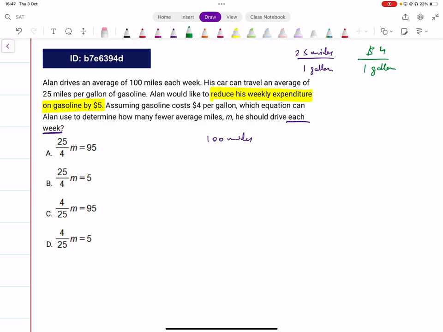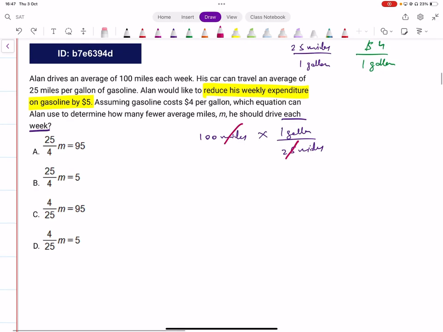Which equation can he use to determine how many fewer average miles he should drive each week? Okay, now he wants to reduce it by $5. Now, what's the amount that he's spending right now? Can we find that out? 100 miles. We want to cancel out miles, so we can say gallon per 25 miles. Miles and miles get canceled. And then we want to cancel out gallon from this. So that's $4 over 1 gallon. Gallon also gets canceled. And we're left with 4 into 100 divided by 25. That's $16. So currently he's spending $16. Okay. For how many miles?